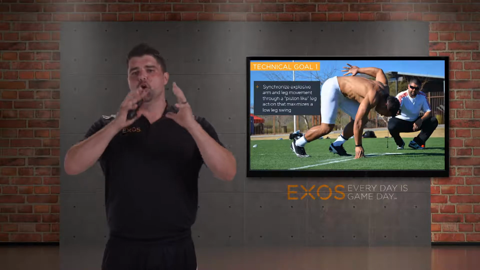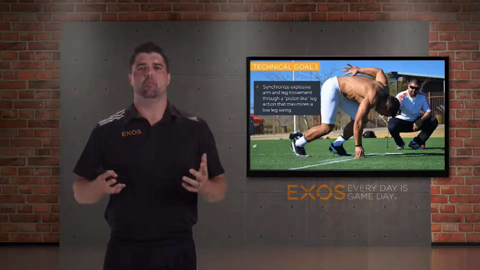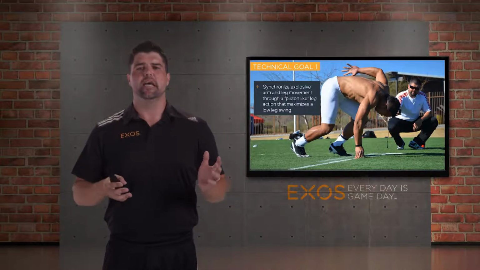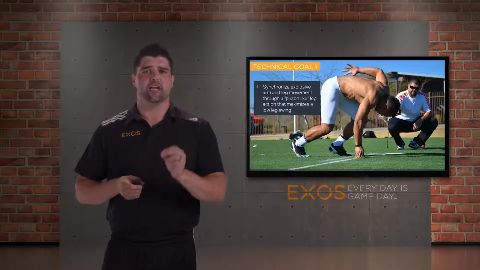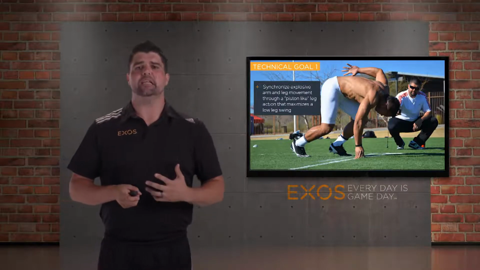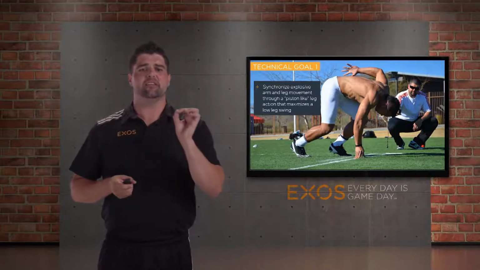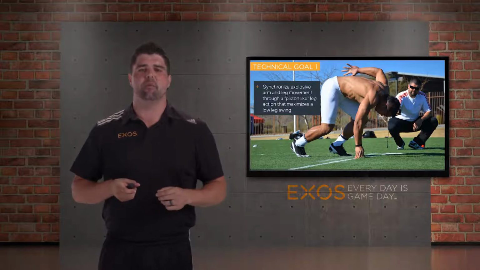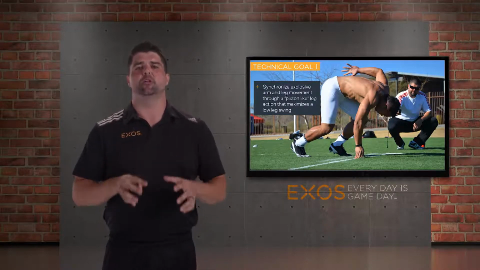Now that we have a full, comprehensive understanding of the physics involved, the technical model, and how it should be structured from 0 to 40 yards as a construct, let's nail in deep and start looking at acceleration itself from a technical perspective. We want to start by identifying 2 central goals. Number one, we want to synchronize explosive arm and leg movement through a piston-like leg action that maximizes a low leg swing. When it comes to acceleration, I'm already at 0 meters per second.